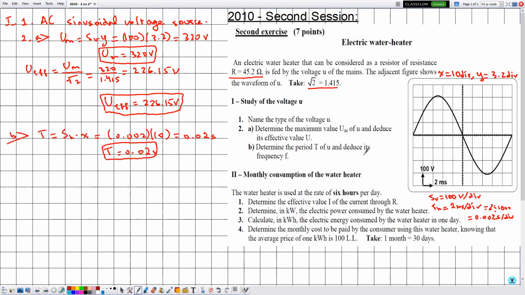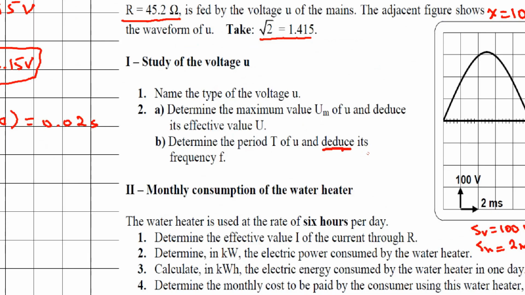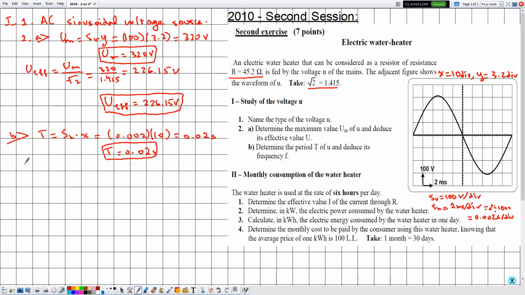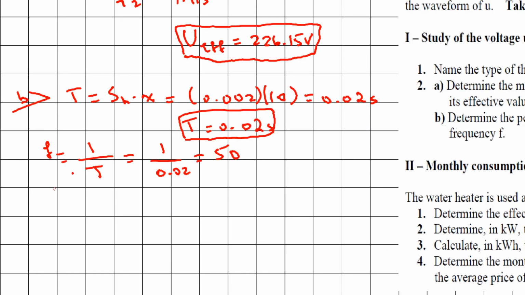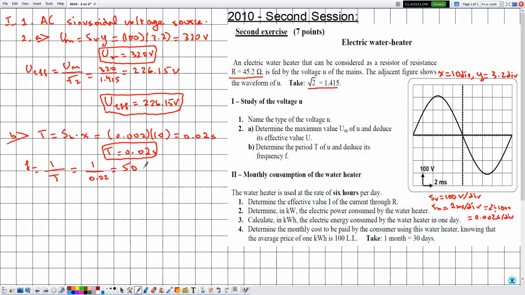And now let's deduce the frequency f, and deduce means that we need to use the part just previously before. We already determined the period, and we know that the frequency is related to the period via the following formula. So 1 divided by 0.02, plugging this fraction on the calculator, it will give me 50. Since the period is in the SI, the value of f will be in the SI, which is hertz. Then the frequency is given by 50 hertz.